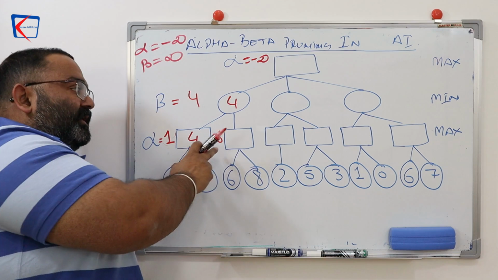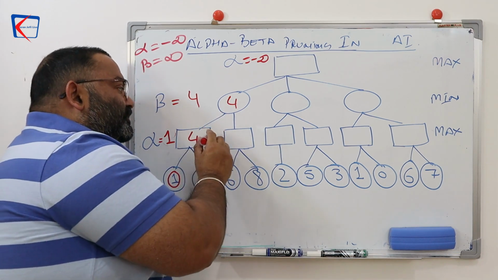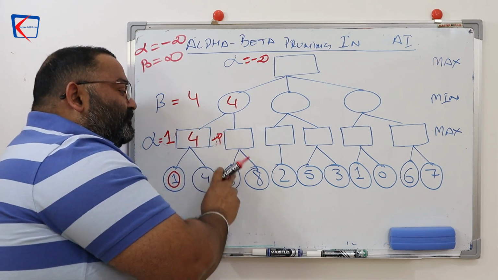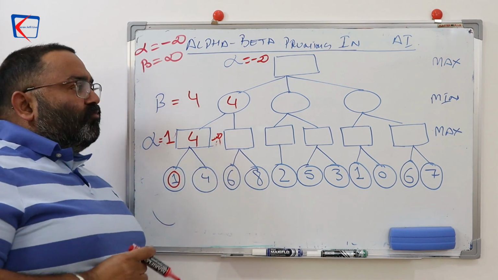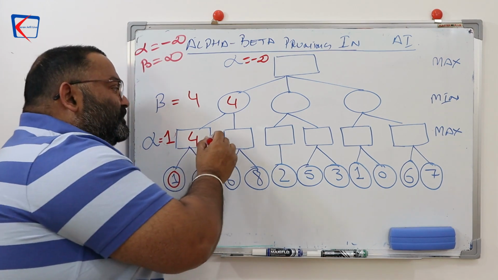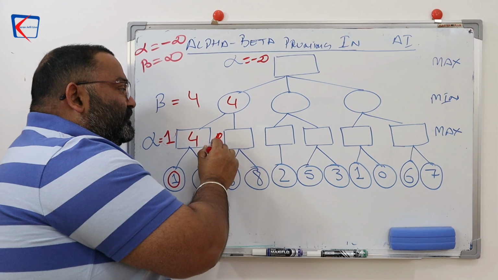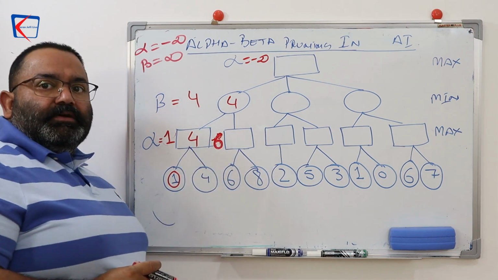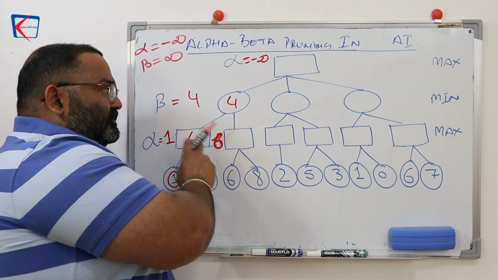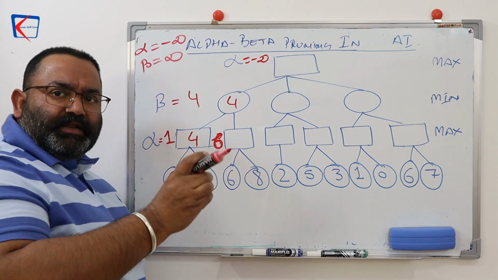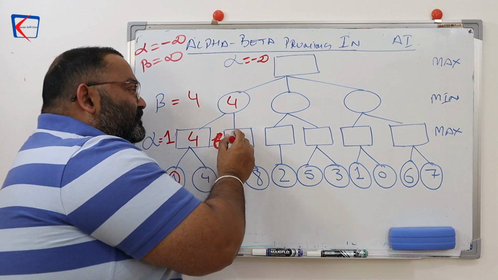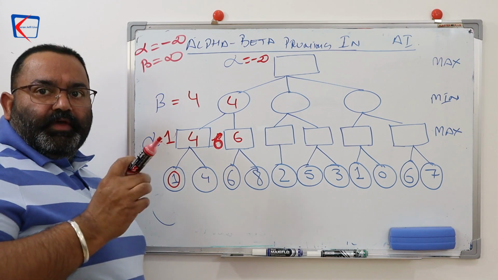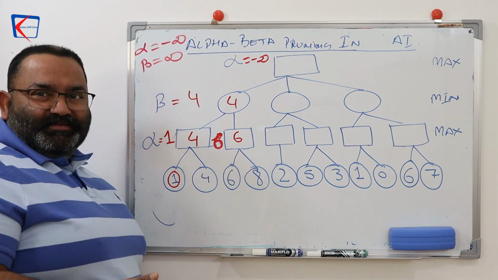Alpha was minus infinity here also initially. Now minus infinity is compared with 6. Which is bigger? 6 is bigger. So what comes here is, for the time being, 6. Now here the pruning begins.